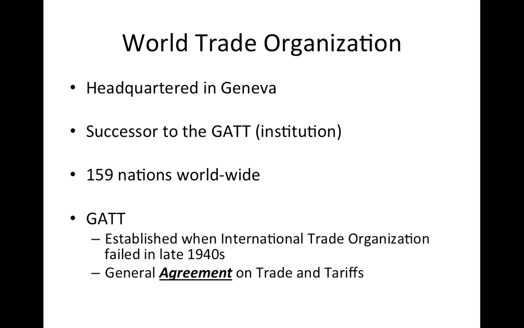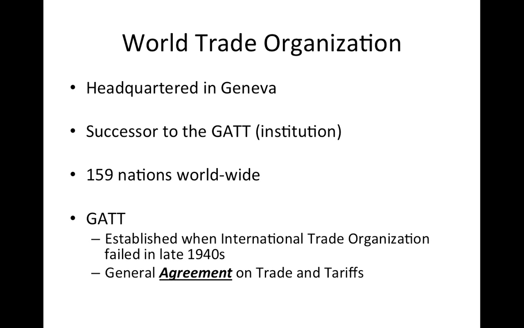And as I just mentioned, it was a successor to the GATT, which was an organization really established in sort of an ad hoc way after the International Trade Organization failed in the immediate post-war period. It was originally going to be part of the so-called Bretton Woods system involving the IMF, the World Bank, and the ITO. For various reasons, the ITO did not get started, but there was an agreement, a text about how to deal with trade, embodied in what was called the GATT.